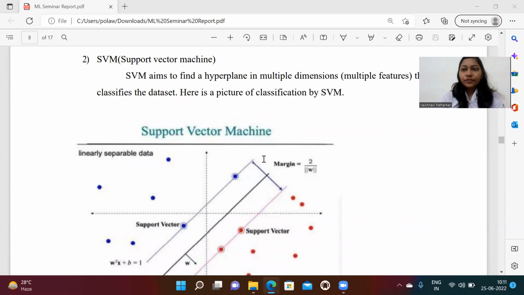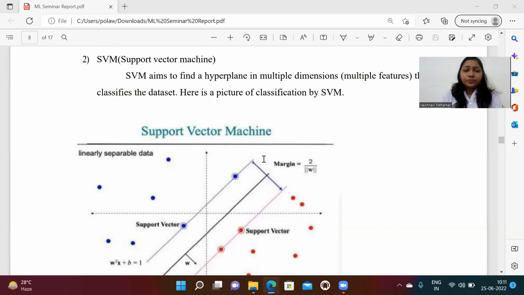Then another algorithm used is SVM, that is support vector machine. The support vector machine is a supervised algorithm. This can be used for both classification and regression problems. This algorithm tries to divide the dataset with the help of a hyperplane and makes the predictions. It has two types, linear and nonlinear support vector machine.